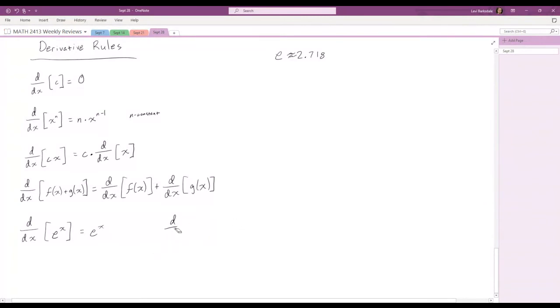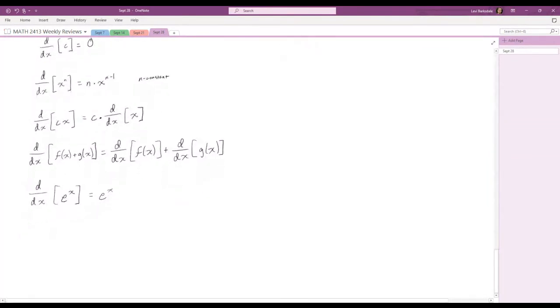That is a good question. A lot of people tend to forget that e is a number and have no clue what to do with it. It's a good question. All right, let's do a couple of quick examples.